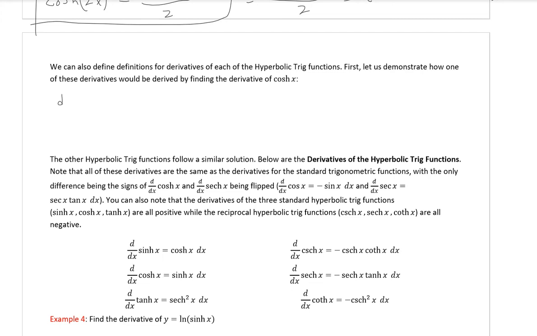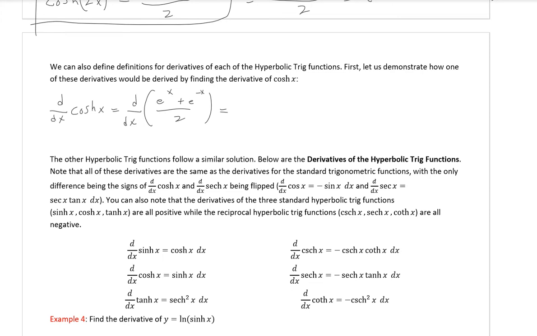So if I'm trying to find the derivative of cosh x, what I need to do is think about cosh in terms of e to the x plus e to the negative x over 2. Hopefully I'm saying these enough and you're writing them down enough that you'll start to memorize these ones for cosh and sinh.